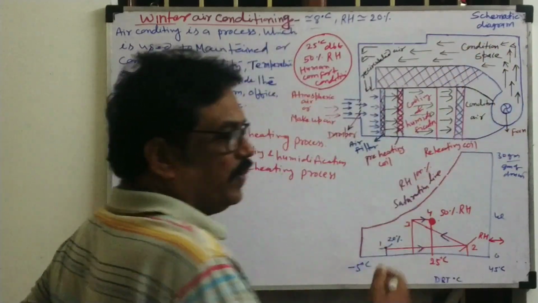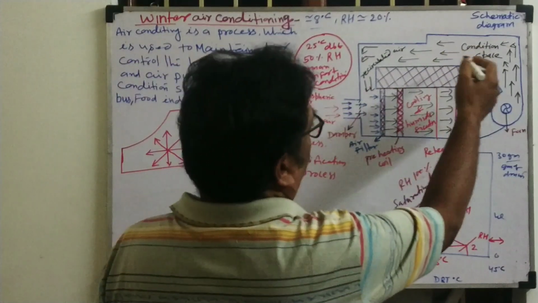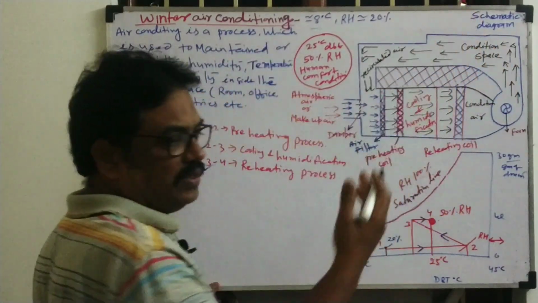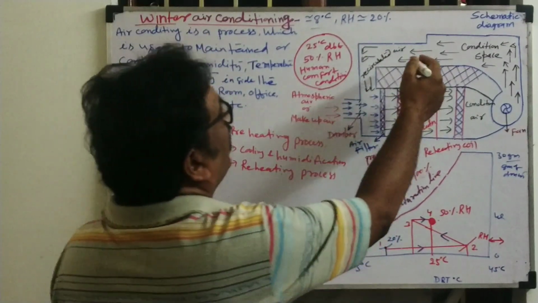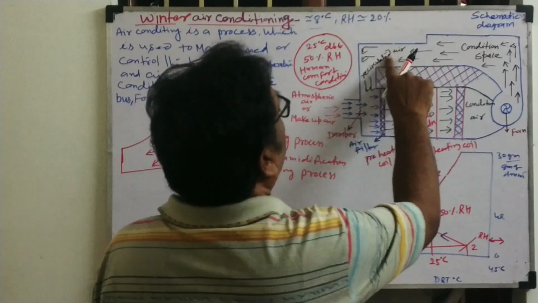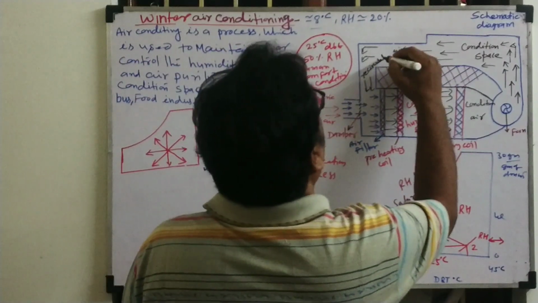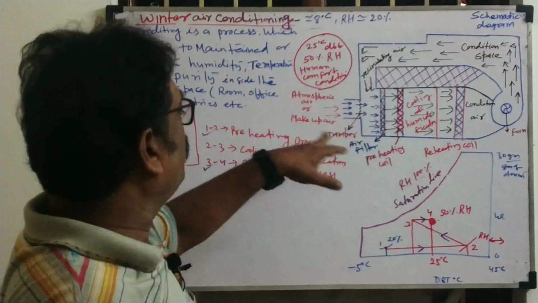From the conditioned space, some air will go to the exhaust, and some air will be absorbed by the appliances. The remaining air is known as recirculated air. Recirculating air is then mixed again with the makeup air.